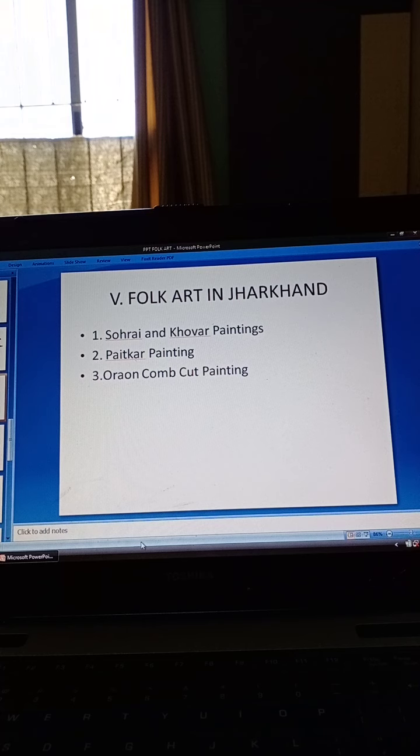Then let us come to folk art in Jharkhand. As I told you before, there are a number of themes, a number of categories included in folk art in Jharkhand. But for the purpose of the presentation, I have chosen three categories or three themes of folk art in Jharkhand: Sohrai and Khovar paintings, Petkar painting, and Oraon comb cut painting. So let us begin with Sohrai and Khovar paintings.